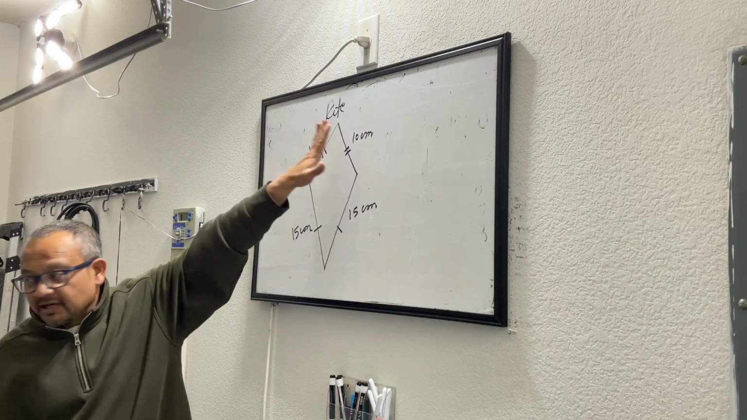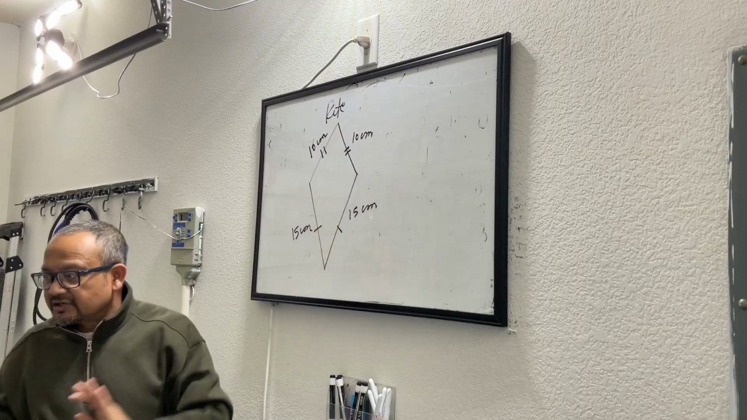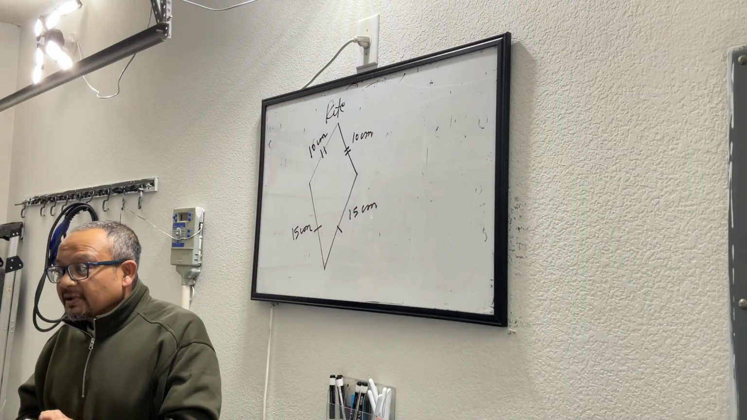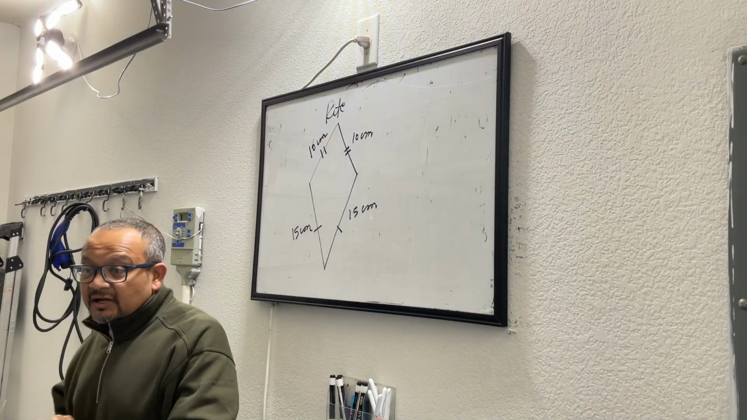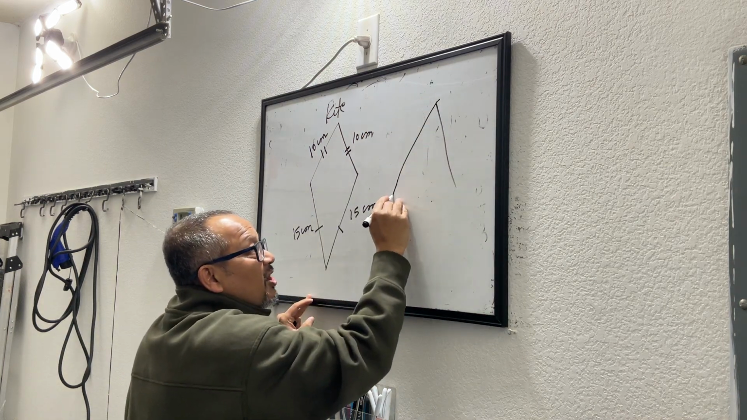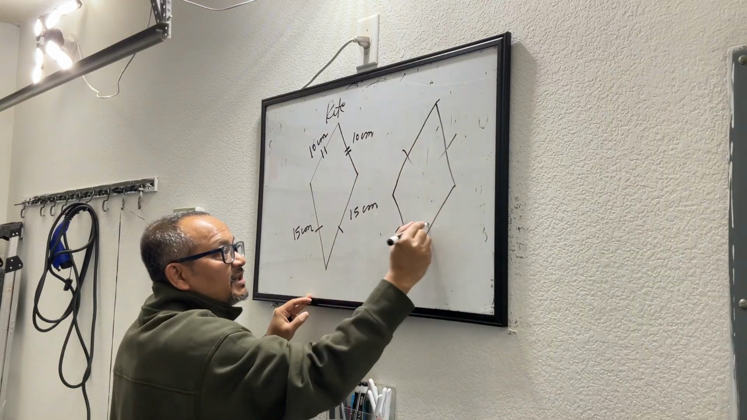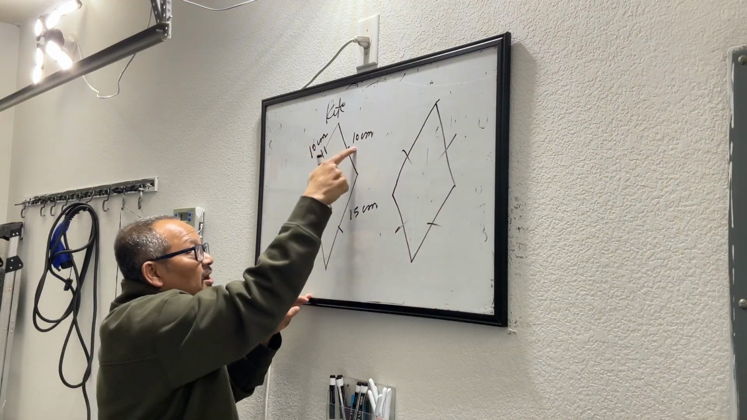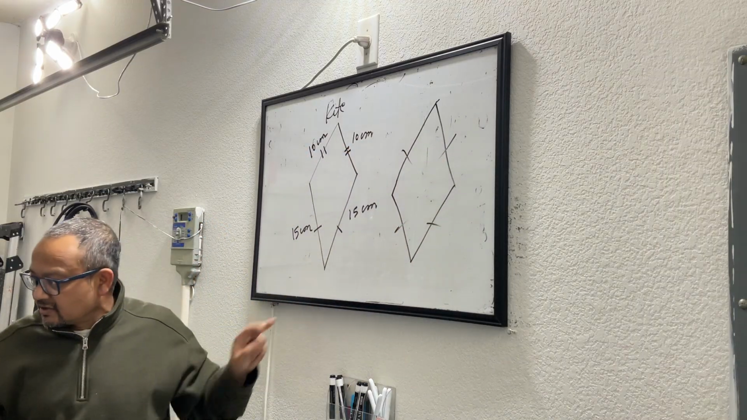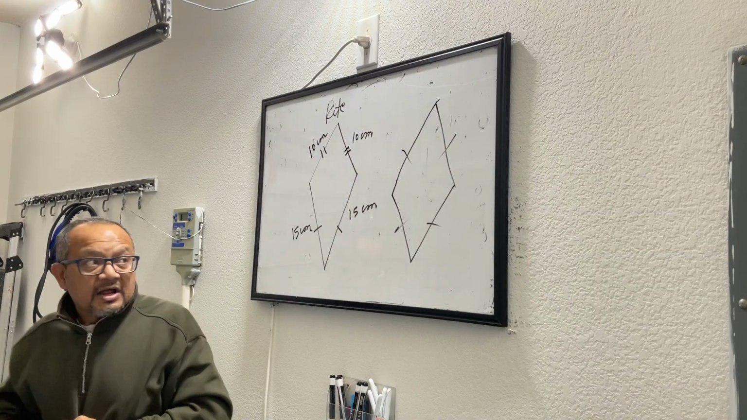So, kite, everybody clear? It's a quadrilateral, the top 2 sides and bottom 2 sides are of the same length. So if somebody says, what is the difference between a rhombus and a kite? First thing you will say, rhombus has all 4 sides of same length. This side, this side, this side, this side, same length. But in kite, only top 2 and bottom 2 sides are of same length. That's the difference. Okay? Everybody clear?